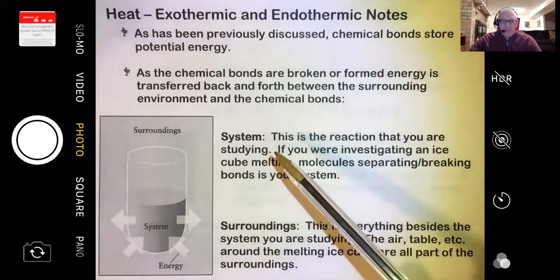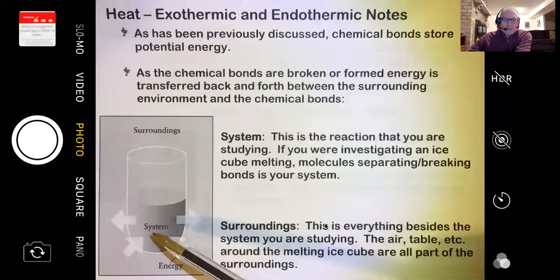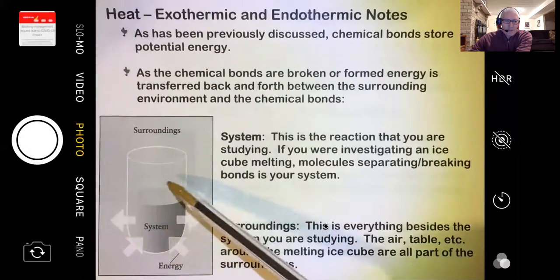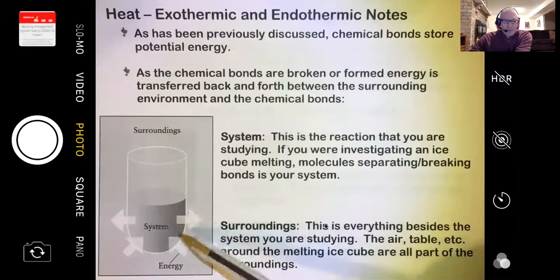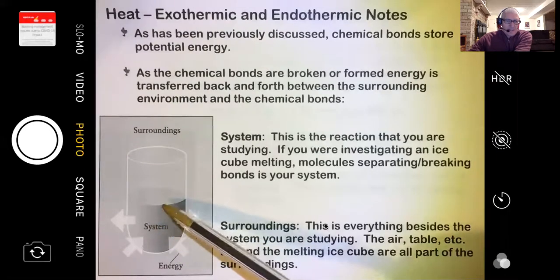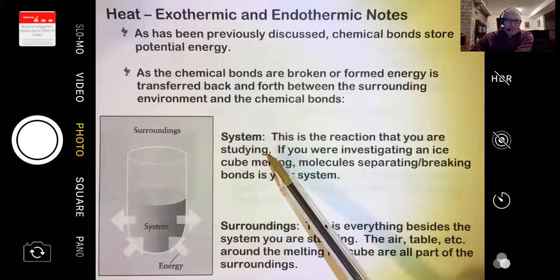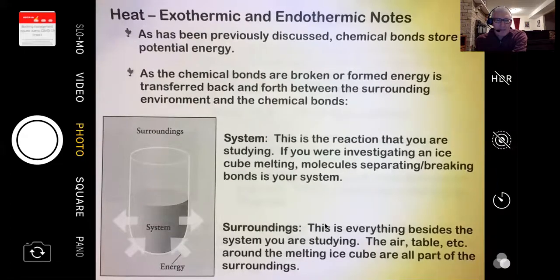The system is what you're studying. Usually you think about what's in the container, whatever the chemical or the reaction that's occurring, that's your system. Energy can either come out of the system or go into the system. The system is what you're interested in studying, and the surroundings are literally everything else. It's the entire universe, everything that is not the system. So that's some language to give you a little bit of background. We're going to be talking about energy going into and out of the system from the surroundings.